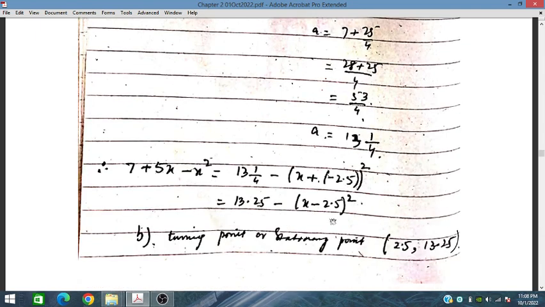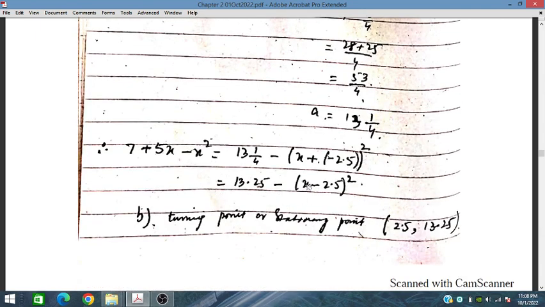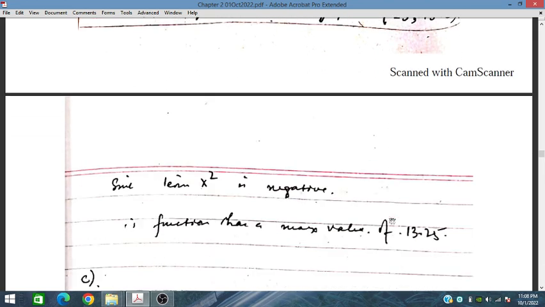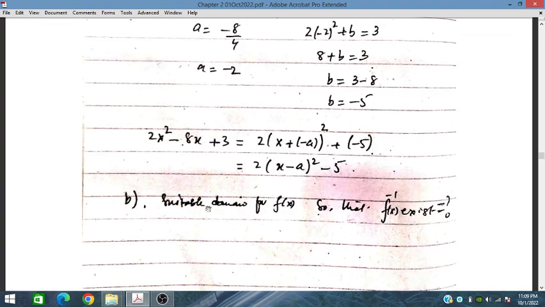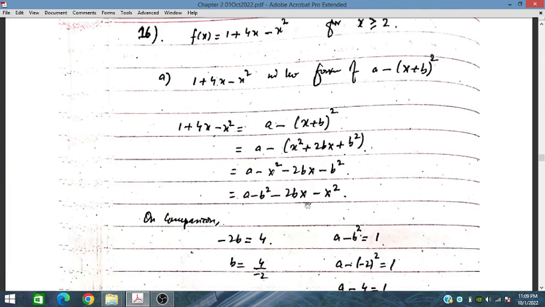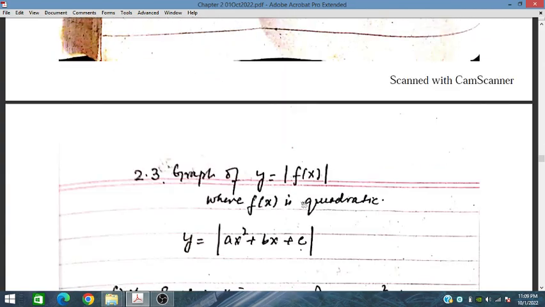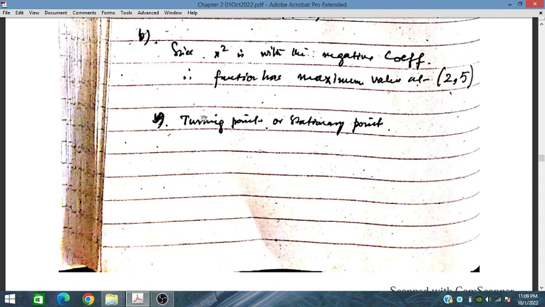So we have obtained the turning point is (h, k), this is h and this is k. This is the turning point. Secondly, this is minus, so this point is a maximum. We have to write this in this form, so we will obtain it like this. We will solve other parts in some other way. So in this way we have completed our topic 2.2.